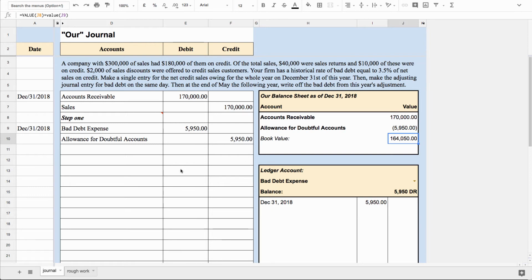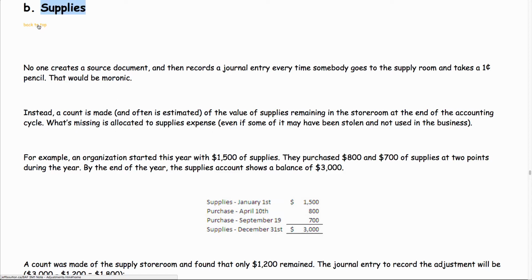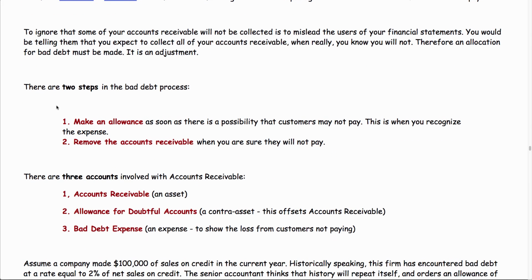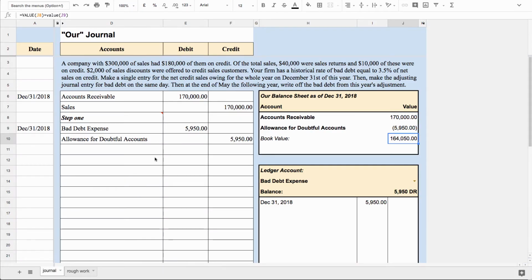So the last step, now I want you to take a look at this number, $164,050. I've told you that bad debt, let's go back to the top real quick, is a two-step process. This is why. So on a written quiz about adjustments, this would be something I'd ask. I'm going to copy this number and put it right here for now. Step 2, it says at the end of May the following year, we'll write off the bad debt from this year's adjustment. That's step 2.